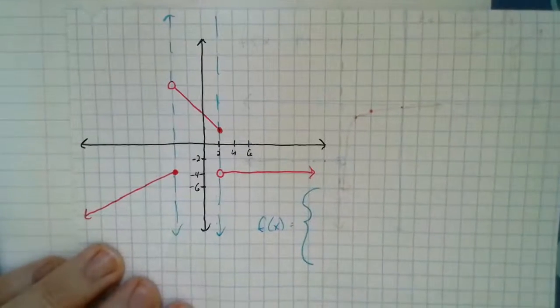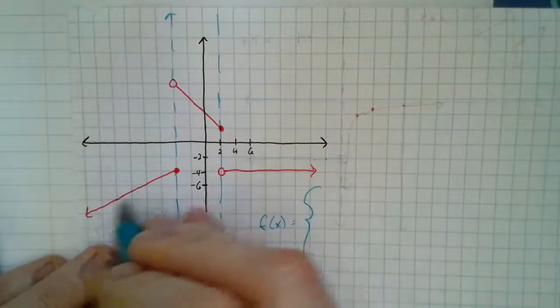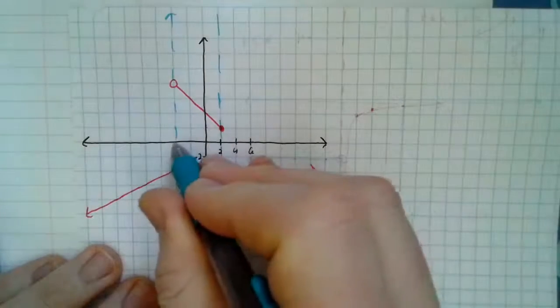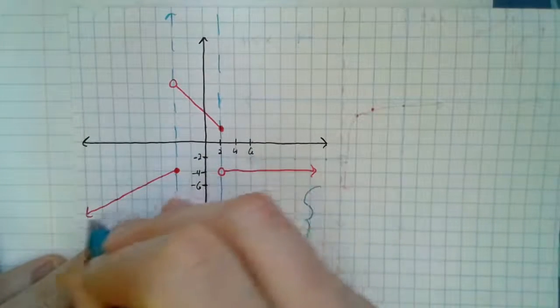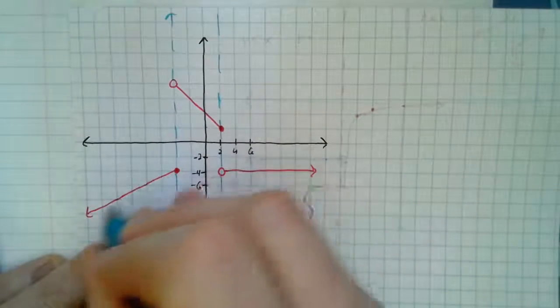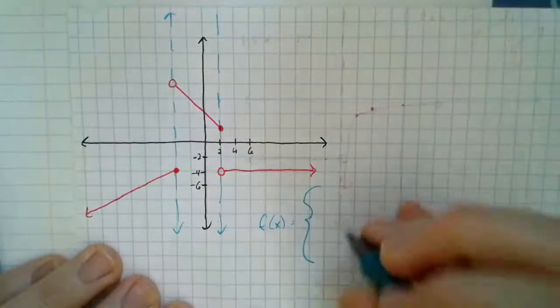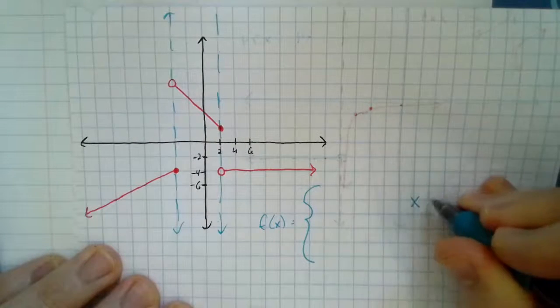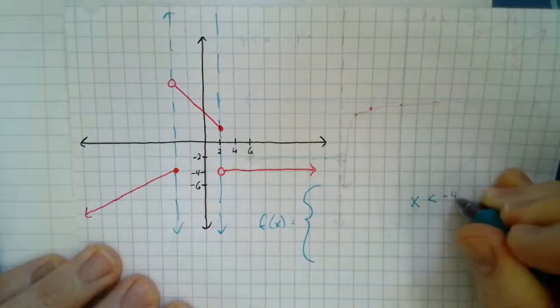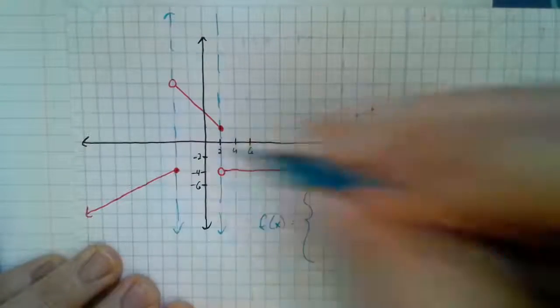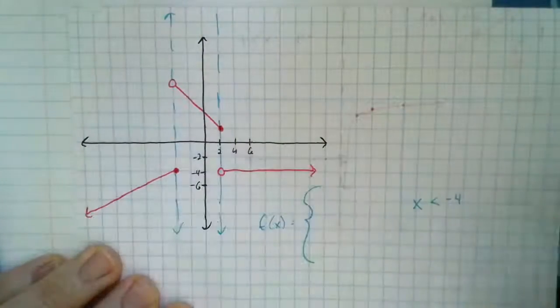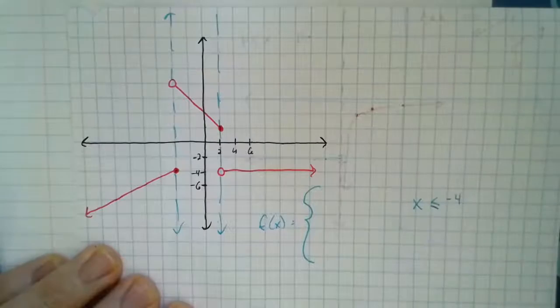Now I can go ahead and write the intervals, right? I can see this first interval here is defined up to negative 4. So anytime x is less than negative 4, I'm going to be looking at this equation right here, or that line. So this part's going to be x is less than negative 4. Now this closed circle here tells me that this line is included, so I'm going to put less than or equal to negative 4.